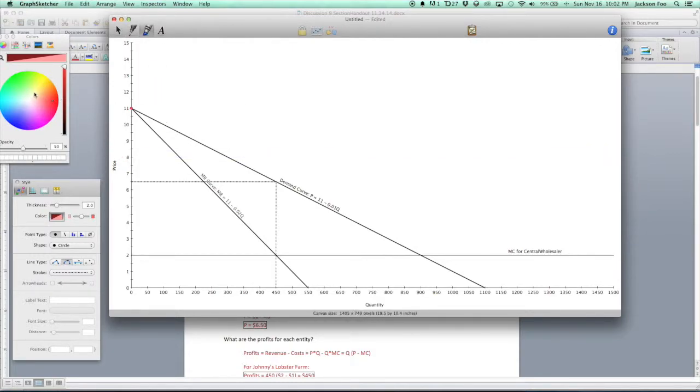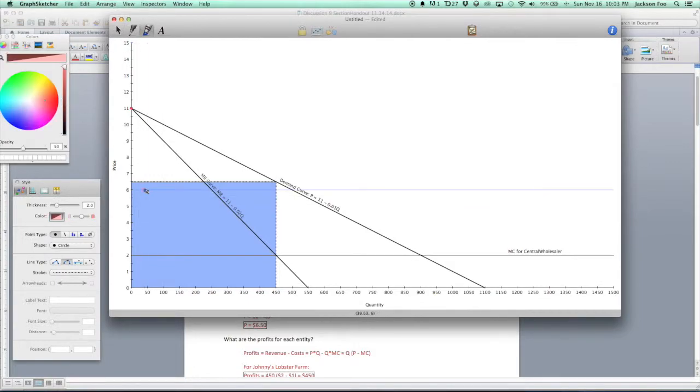Now we got to label the, I don't like this color at all. It's the blue for, no, let's find the costs, or the profits, my bad. The profits for central wholesaler, okay? And you can see that if I'm selling 450 at 650, this area is gonna be my revenue.